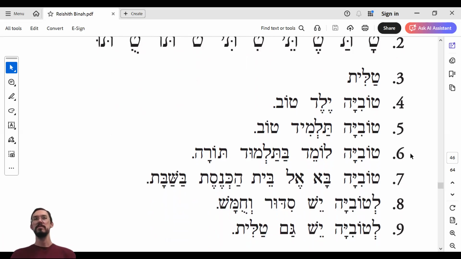Ariana, number 6. Sofia, lomed, ba-talmid, Talmud Torah. And translate, please, if you can. So Tovia, teachers, Tovia.